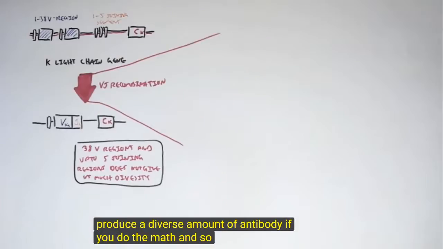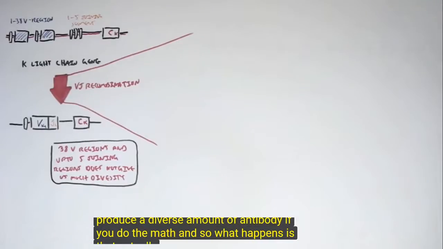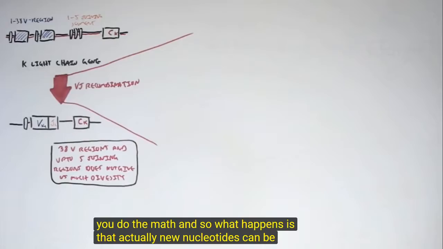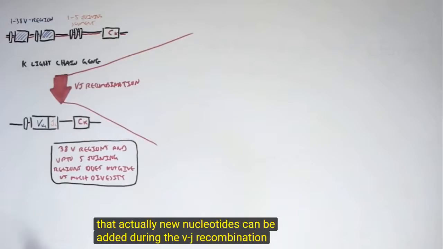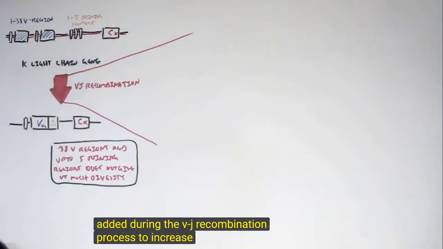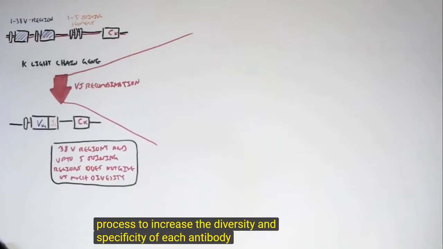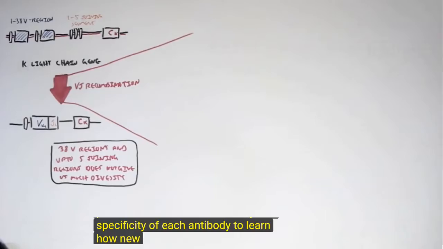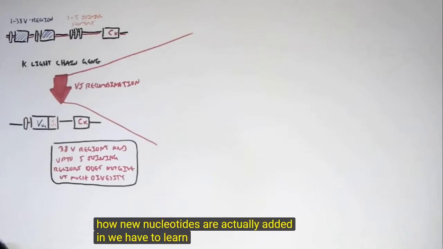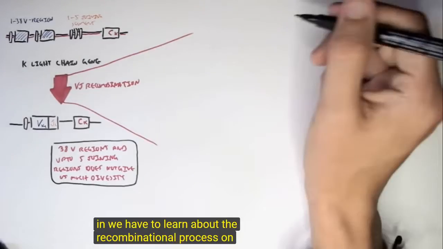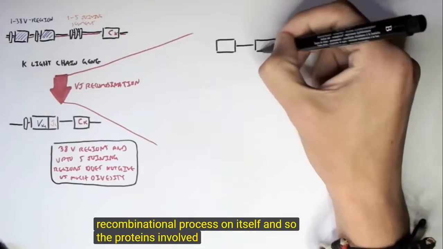And so what happens is that new nucleotides can be added during the VJ recombination process to increase the diversity and specificity of each antibody. To learn how new nucleotides are actually added in, we have to learn about the recombinational process itself, and the proteins involved in it, etc.